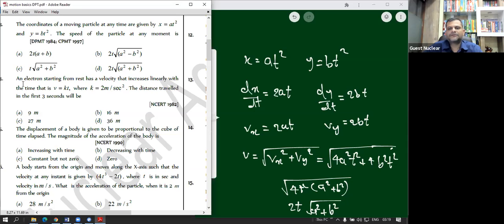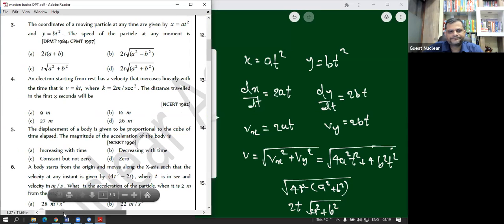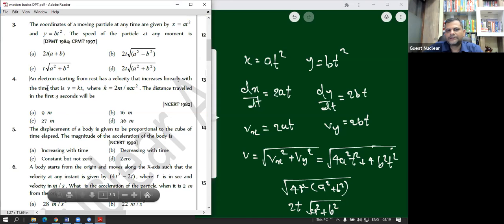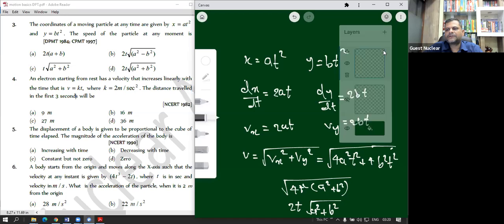Okay, just take down this next question. Fourth question here. An electron starting from rest has velocity that increases linearly with time as v is equal to kt, where k is 2 meter per second square. Then the distance traveled by it in the first 3 seconds will be. How will you get that?